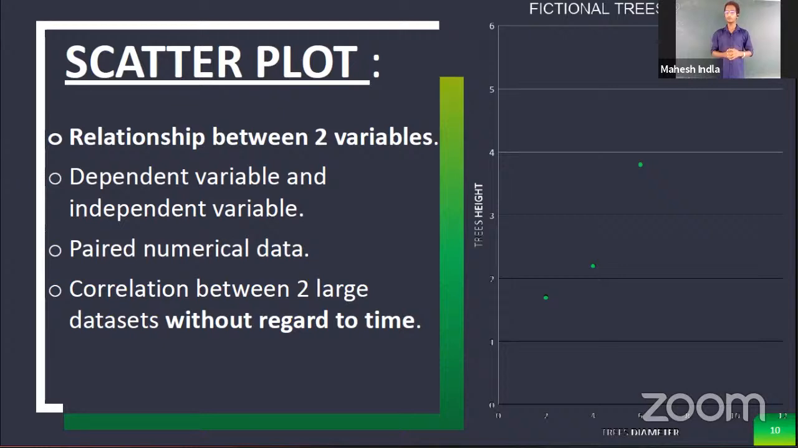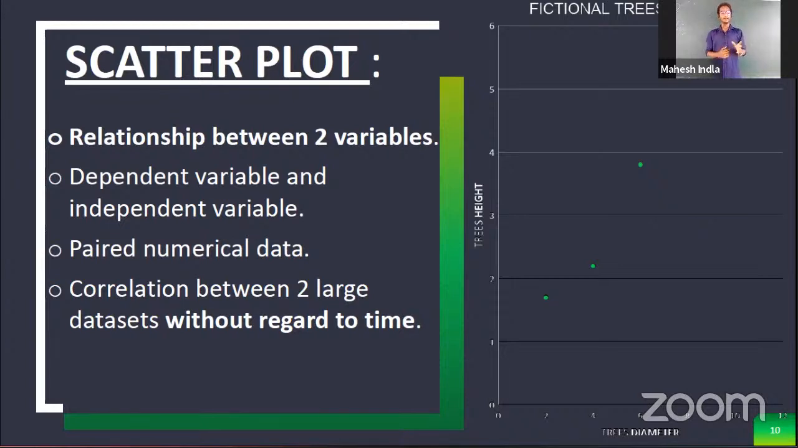So normally what we think, or the natural thing that happens, is that when there is a large diameter, the height is also large, because that is about the size of the trees. So normally that happens. So we are using this fictional trees data on a scatter plot to show the relation between the height of the tree and the diameter of the tree.